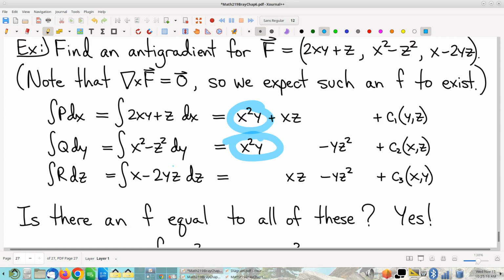It's not here, it's not there, it's not there. Where could the x squared y be? Well, here's the good news. It could totally be this. Totally fine, right? This is allowed to be any function of x and y. So for the moment, I'm kind of thinking x squared y would be a handy thing to put there.